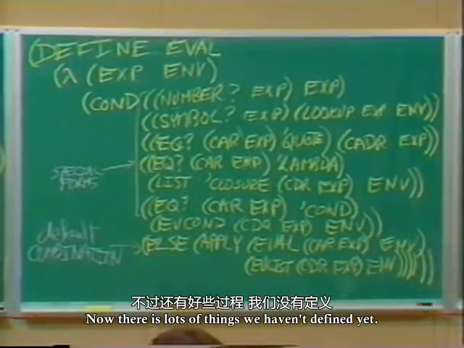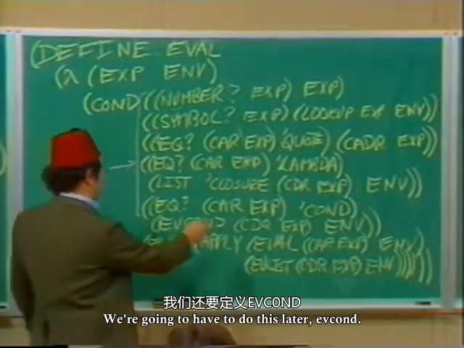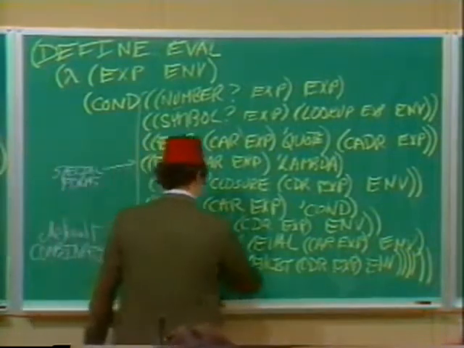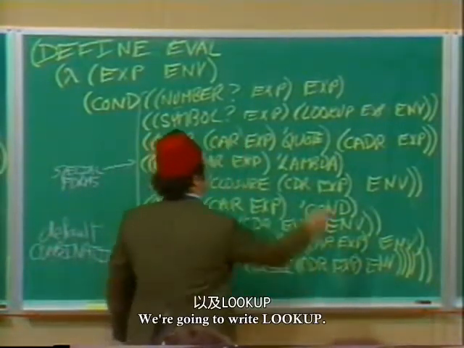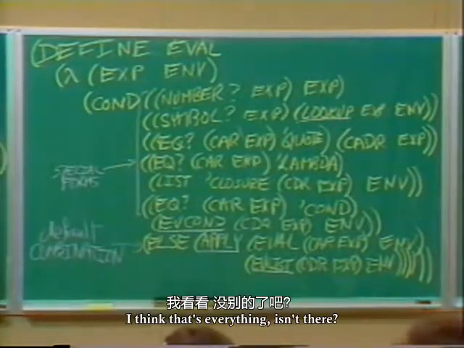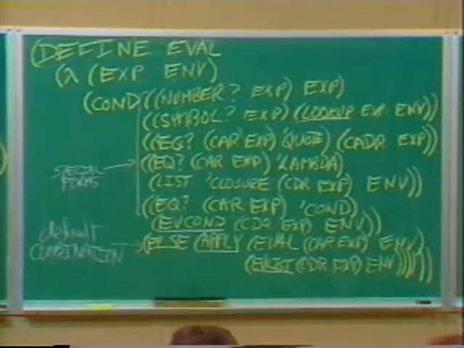Now there's lots of things we haven't defined yet. Let's just look at them and see what they are. We're going to have to do this later, evcond. We're going to have to write apply. We're going to have to write evlist. We're going to have to write lookup. I think that's everything, isn't there? Everything else is something which is simple or primitive or something like that.